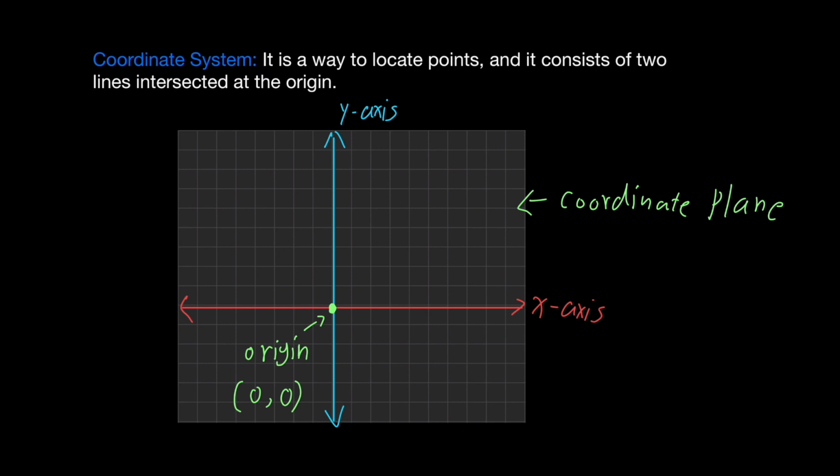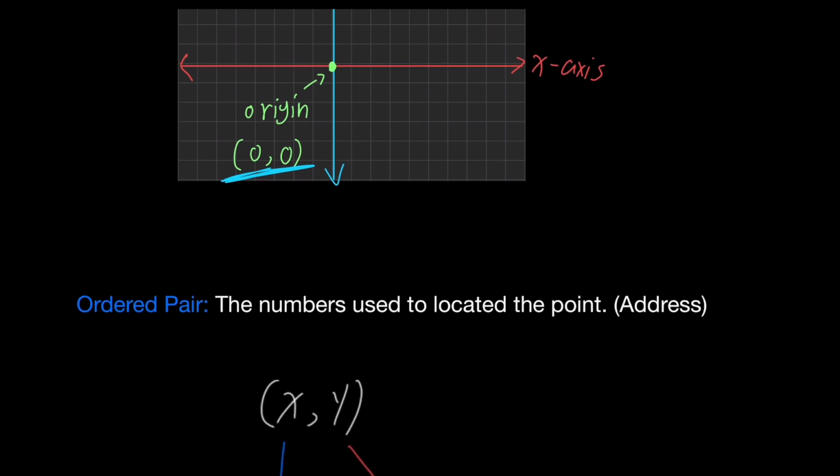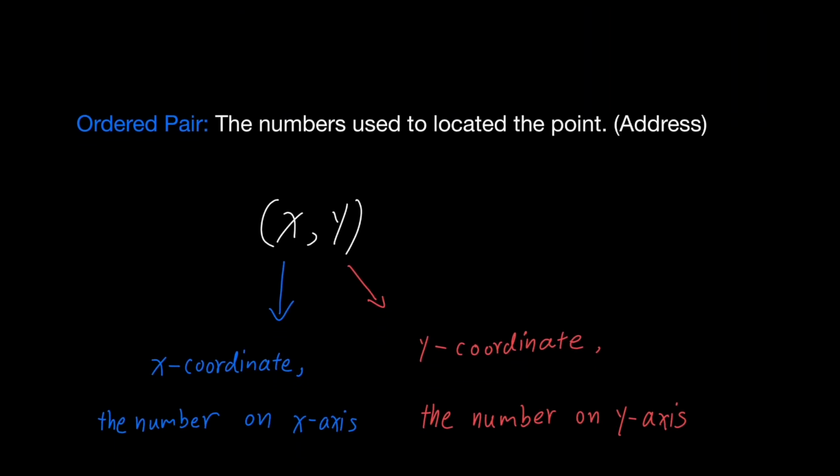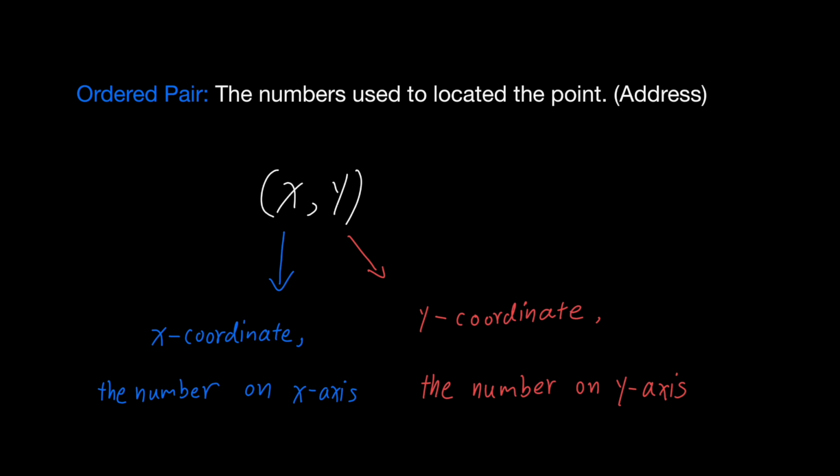So whether it's a physical map or a virtual map, we need an address in order to travel to our destination. So in a coordinate system, we also need an address, right? Which is this parenthesis right here. And we give it a new name. We call it an ordered pair. It means the numbers used to locate the point. It's just like an address, right? For the general form, it looks like that.